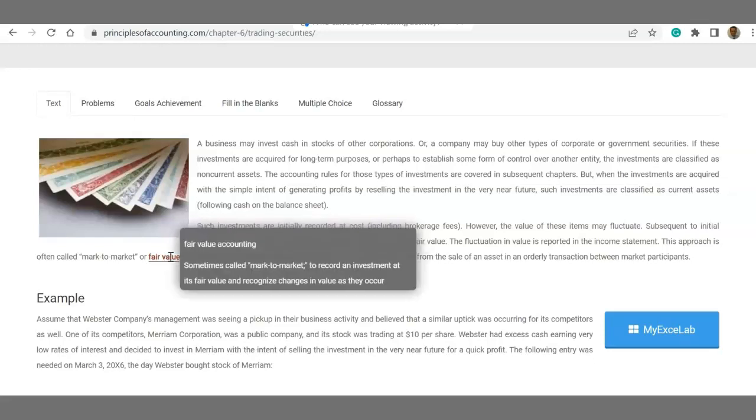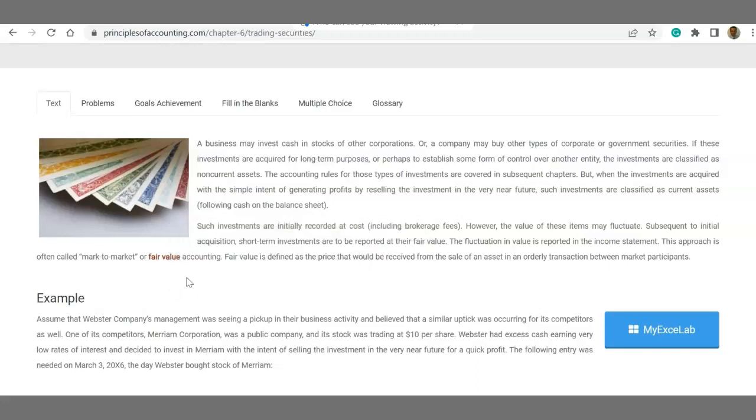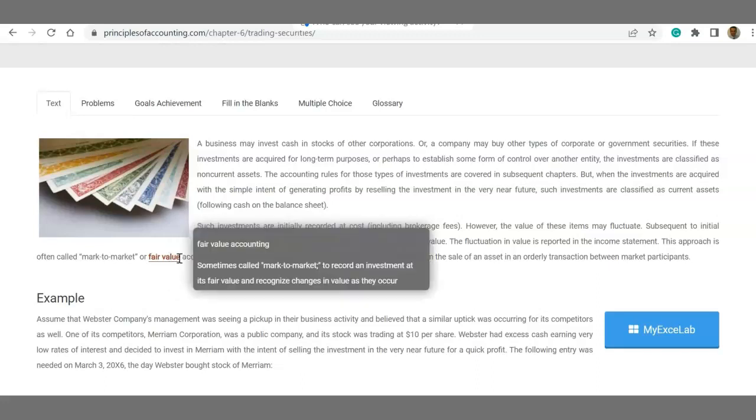Fair value accounting is also called mark to market. That means you record an investment at its fair value and recognize changes in value as they happen. So if you have an investment account, normally investment accounts, you do a fair valuation at the end of the year to make sure that that investment has not lost value.